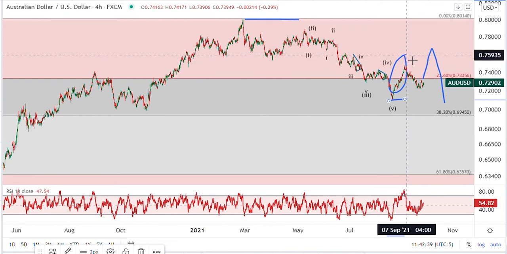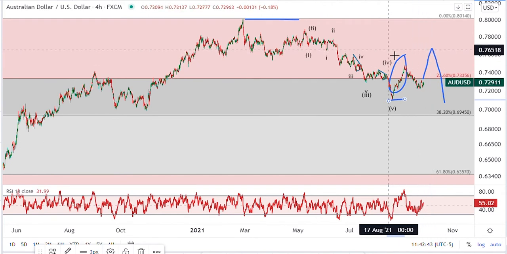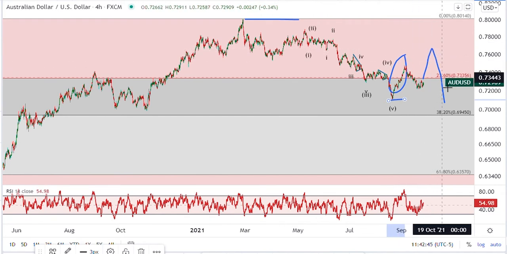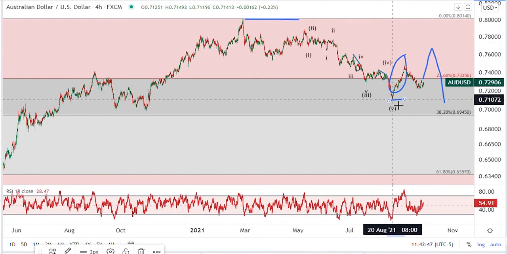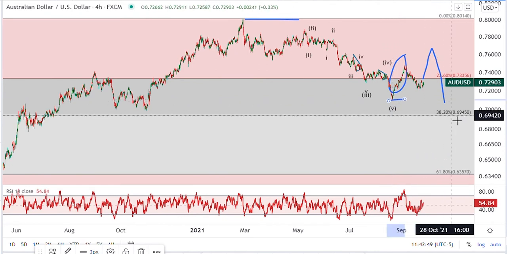And so what I think we're going to see happen is we will get another leg higher, probably up to the 77 cents, and then we'll come back, retest this 71 cent low, possibly work ourselves back down into the 69 area.